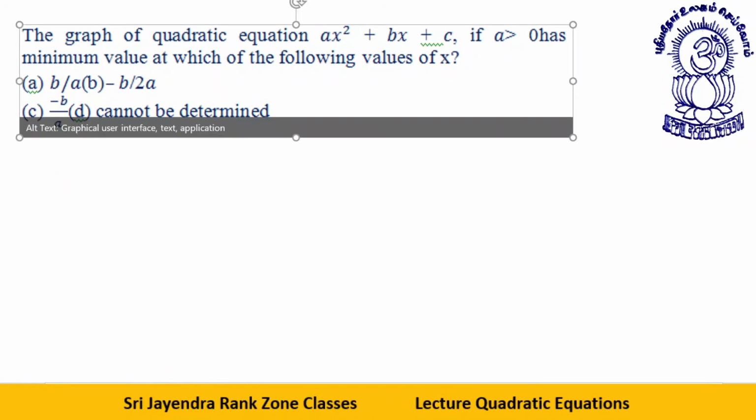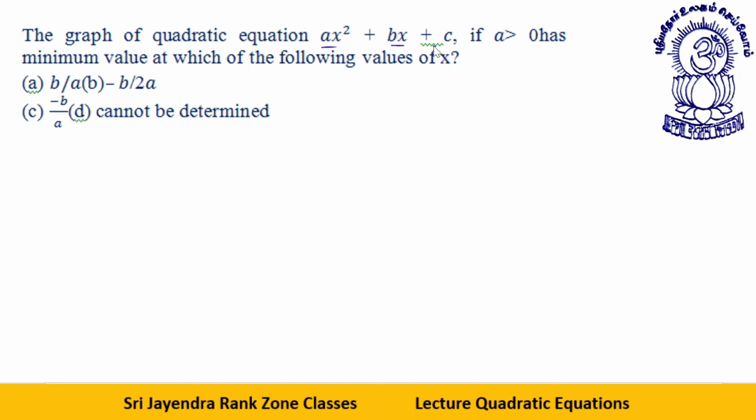See, this is a very important point. The graph of the quadratic equation ax square plus bx plus c, if a greater than 0, has minimum value at which of the following values of x. Yes, friends, I will explain what happens. We have to tell at which value of x this equation has minimum value. First of all, dear students, you know the value of alpha and beta. Alpha is minus b plus under root D upon 2a, and beta is minus b minus under root D upon 2a.